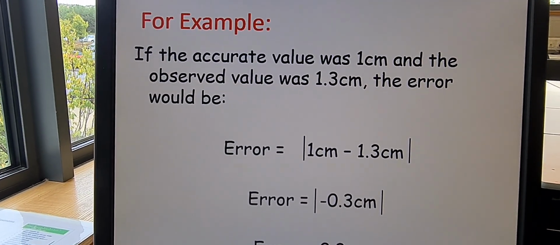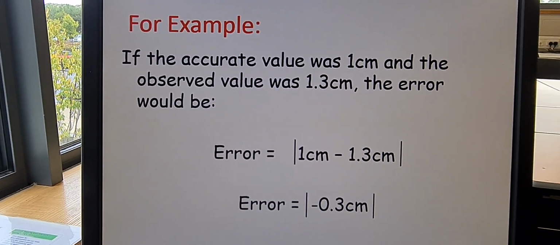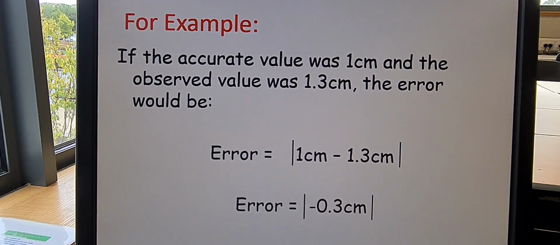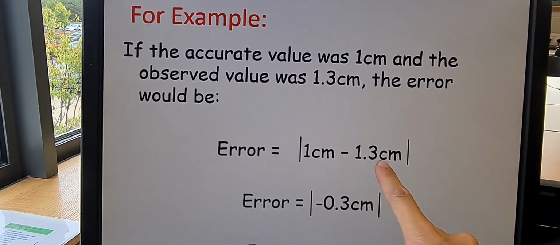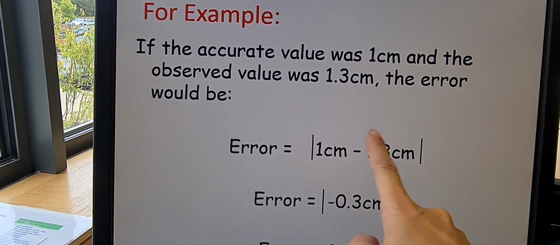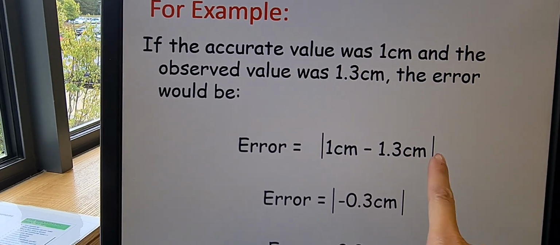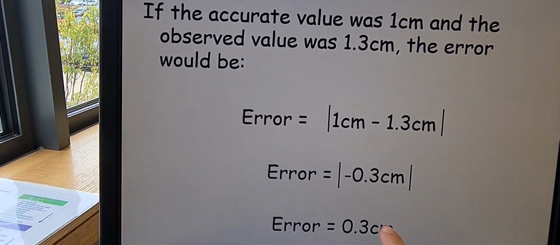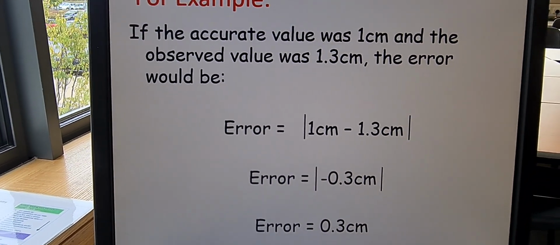Now, for example, if the accurate value was 1 centimetre and the observed value was 1.3 centimetres, that means the estimated value was 1.3, then the error would be the absolute value of your accurate minus your estimated value inside your absolute value lines, which means you will take the positive answer even if it works out to be negative. That works out to be minus 0.3 centimetres, and then you take the positive answer, which is just 0.3 centimetres of an error. So that's your first example.